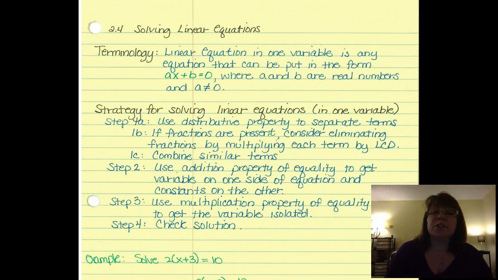Let's start with some terminology. A linear equation in one variable is any equation that we can put in the form ax plus b equals 0, where a and b are real numbers and a does not equal 0. It's okay if b equals 0, but a does not equal 0.